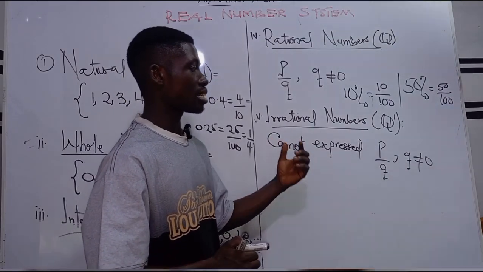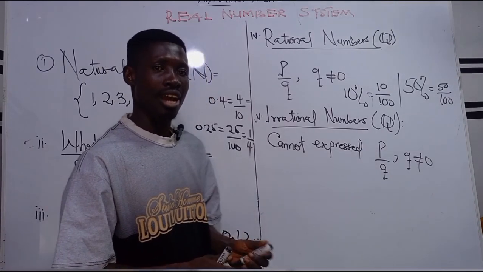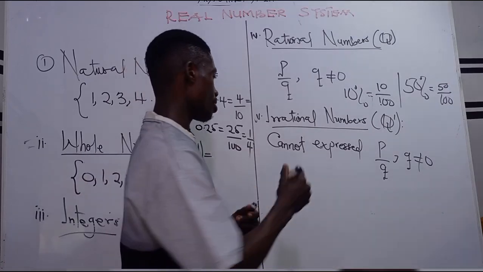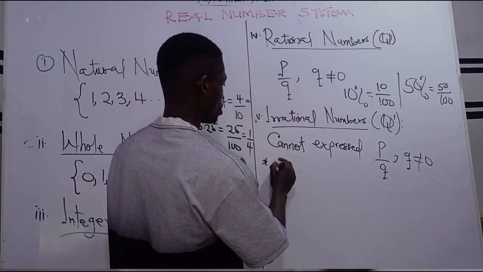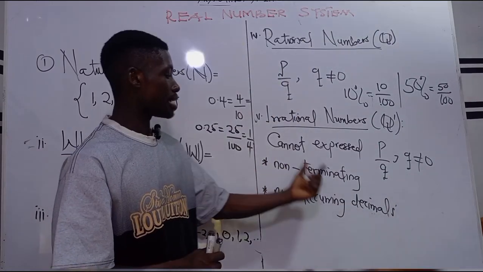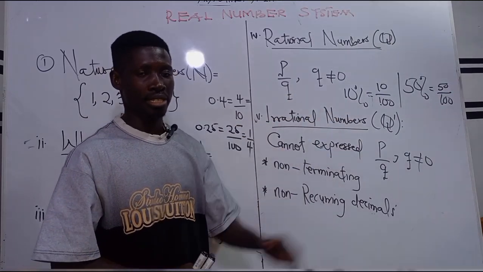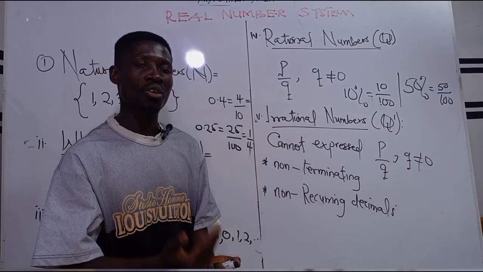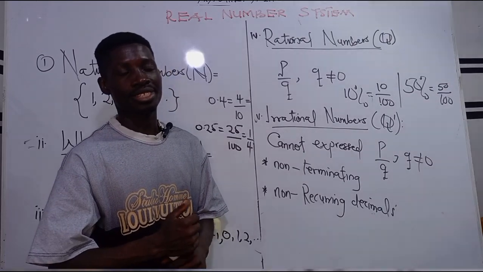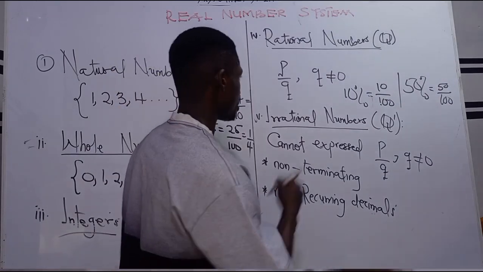An example of such numbers that cannot be expressed as a fraction of two numbers are non-terminating and non-recurring decimals. So we have non-terminating and non-recurring decimals as irrational numbers. Can you give me an example of a non-terminating or non-recurring number? We can talk of what? Pi.